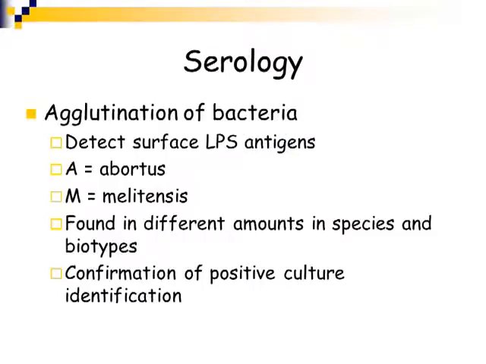There are serological tests. You can agglutinate to detect surface LPS antigens, and that way you can speciate it into Brucella abortus or Brucella melitensis. And you would want to definitely do confirmation tests in order to really be sure you have a Brucella.